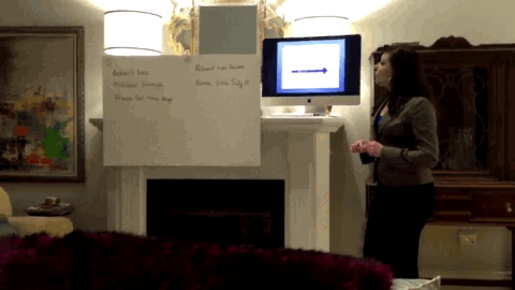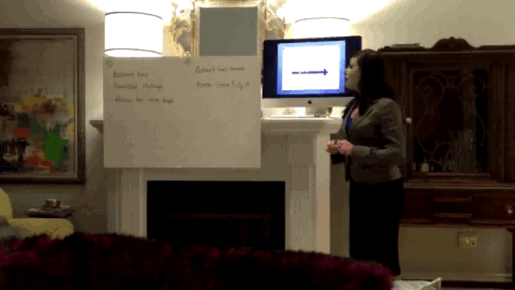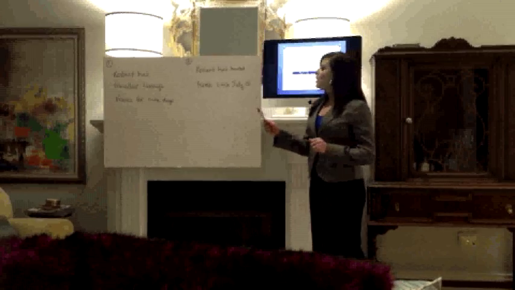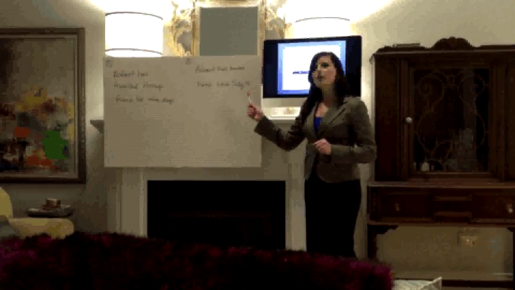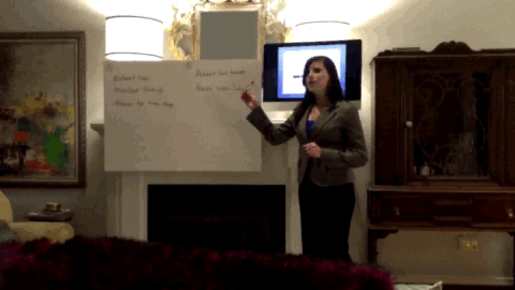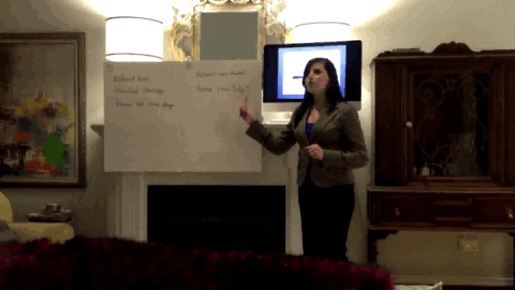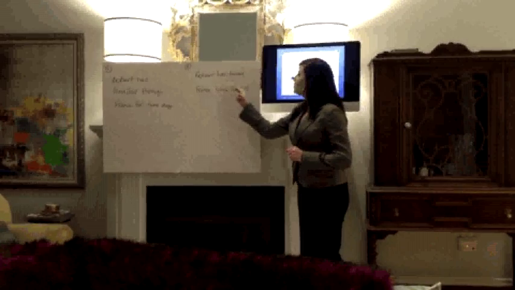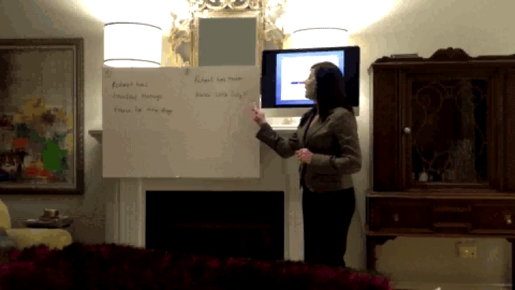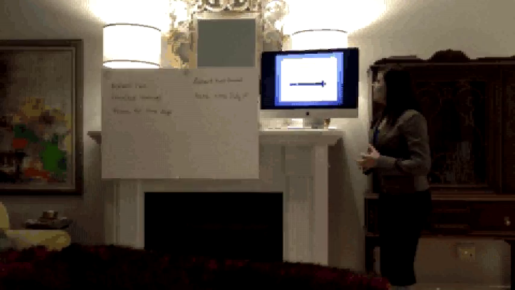Or we can use other words to describe time, as we see here in our second example, where we're shown when a specific event has occurred. It has a start time. So Robert has toured France since July 15th.